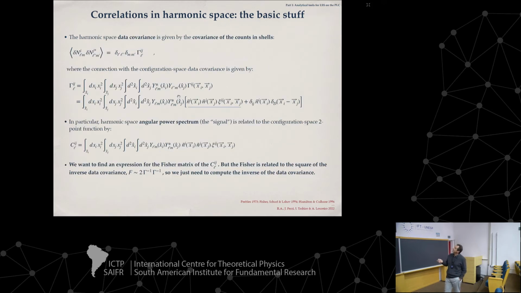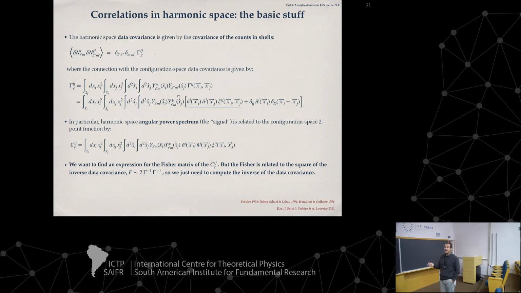Okay, right. So you can then compute the data covariance of that number counts. This is the fluctuation in number counts, and you can compute this, and you can actually relate it back to both the power spectrum and the 2-point correlation function, which are in here. Okay, so the signal that we want, the angular power spectrum for 2 redshift slices i and j, is related to the 2-point function through this formula here.